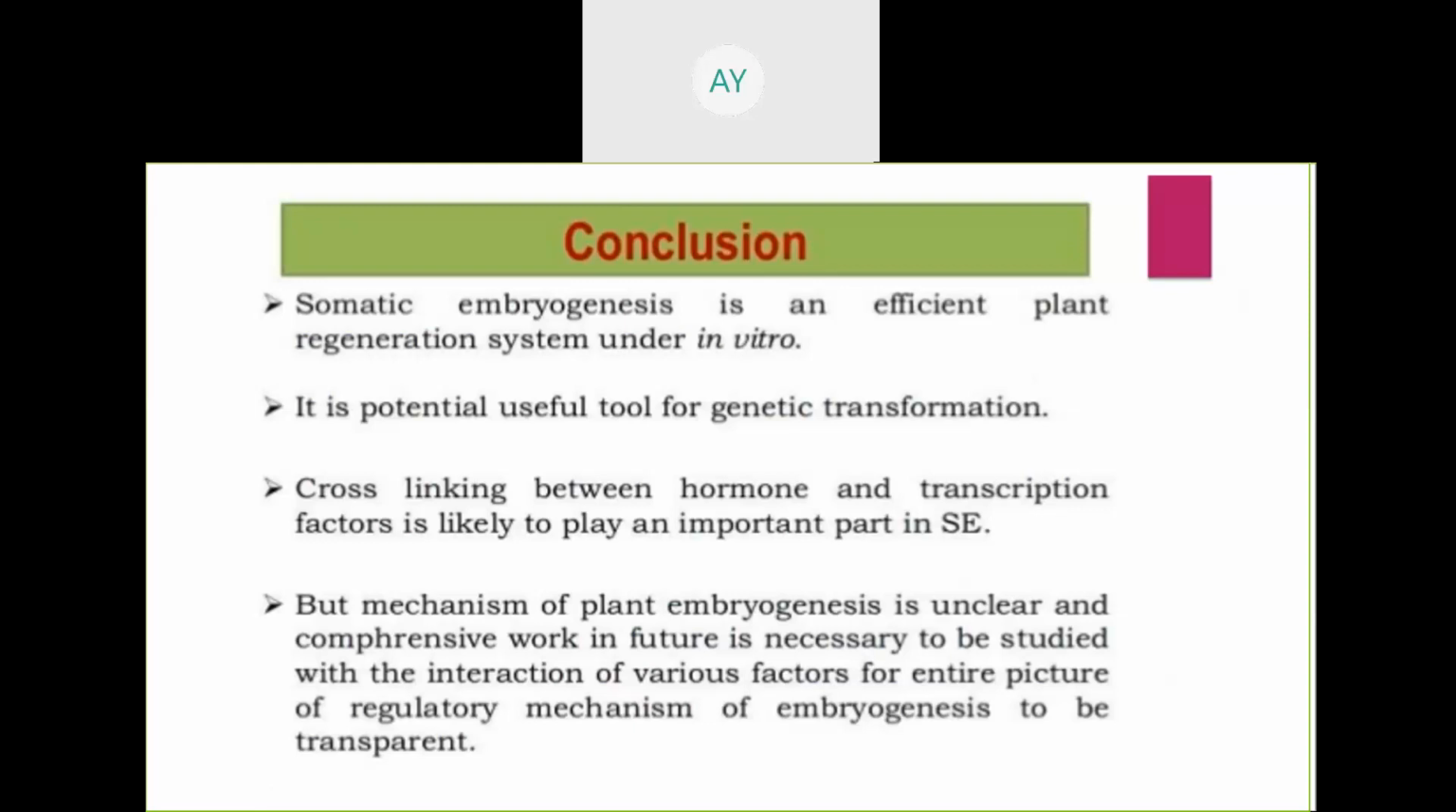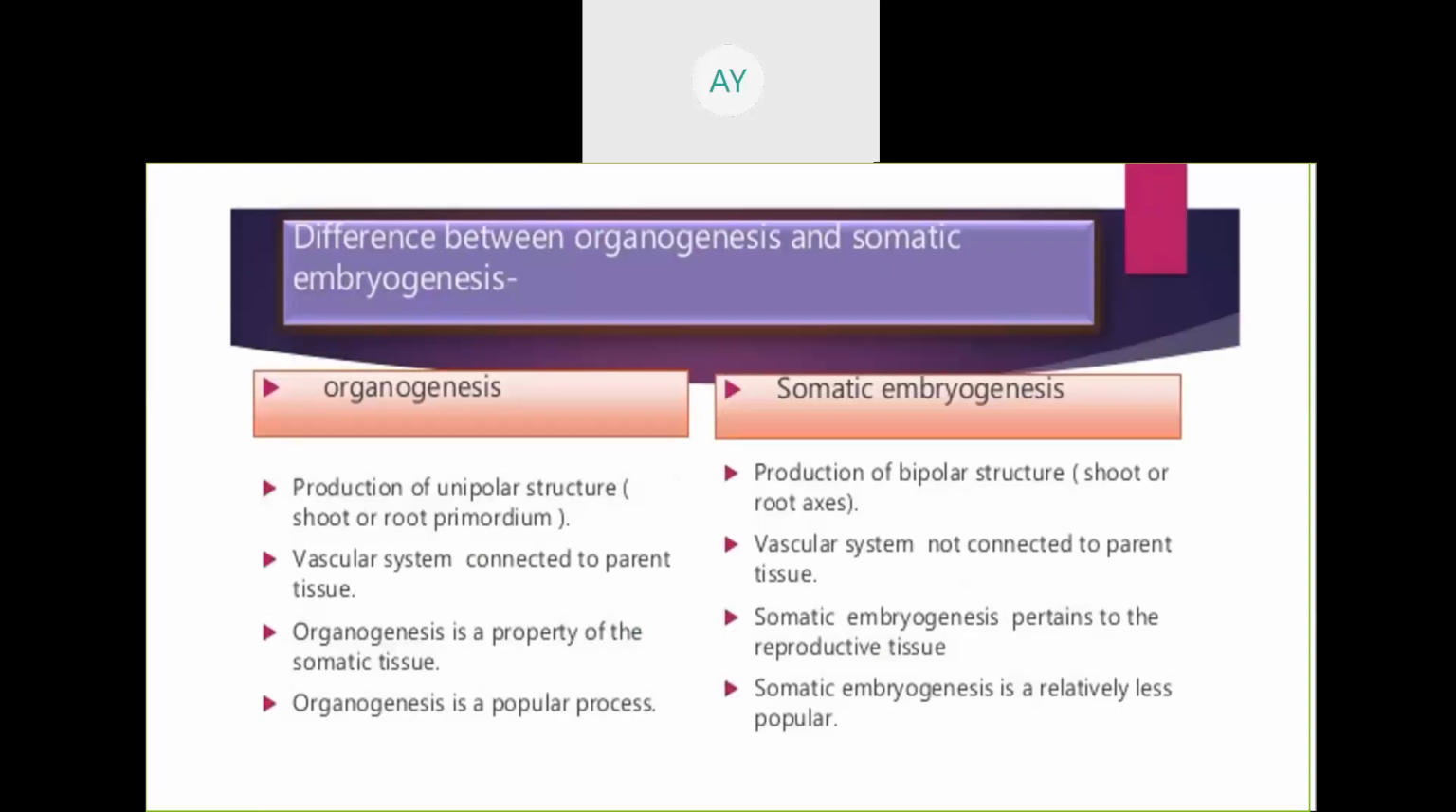The mechanism of plant embryogenesis is unclear, and comprehensive work in future is necessary to study the interaction of various factors for the entire picture of the regulatory mechanism of embryogenesis to become transparent. In the plant system the mechanism is very complex, so you cannot easily understand how it is actually going on, but in lab conditions we can do it easily, inside the cell and tissue, for getting the whole plant or a particular organ, either a stem portion or root portion. So organogenesis and somatic embryogenesis, what is the difference?